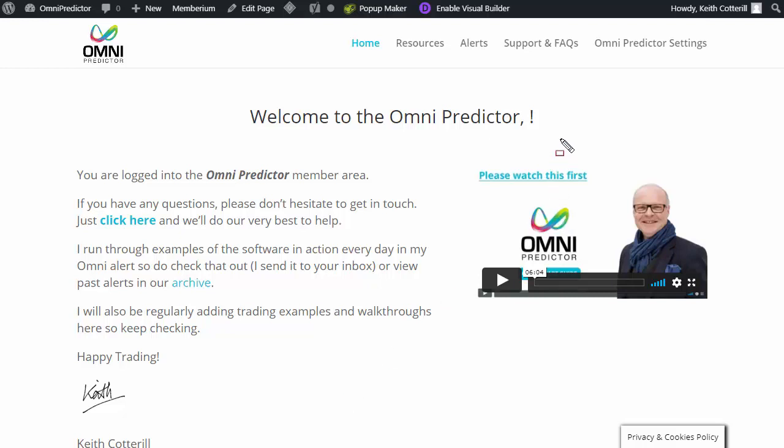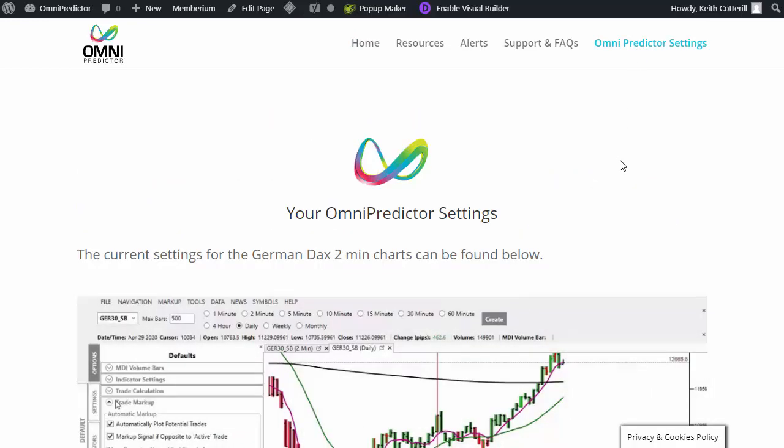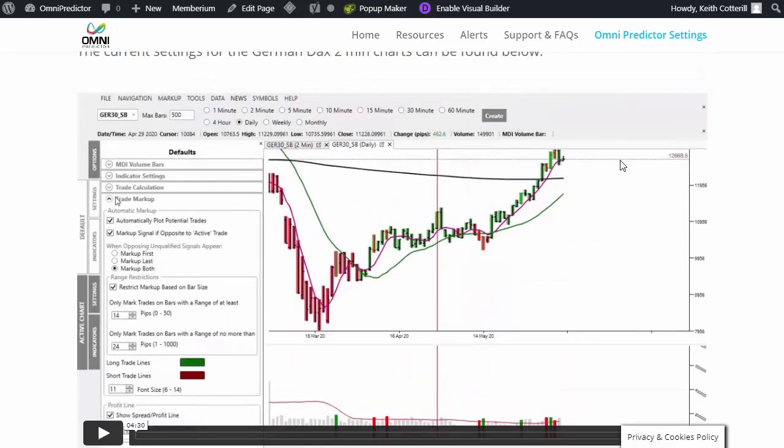Inside of the member section of the website, at the top right, you will see Omni Predictor settings. This video here will contain the current settings that I'm using in the software, and the video will also explain how to change these settings as shown in the video.